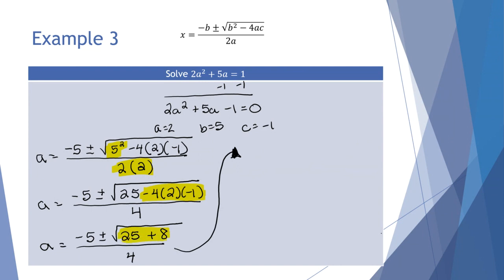Now we add the 25 plus 8. So A equals -5 plus or minus square root, and that gives us 33. 25 plus 8 is 33 over 4.